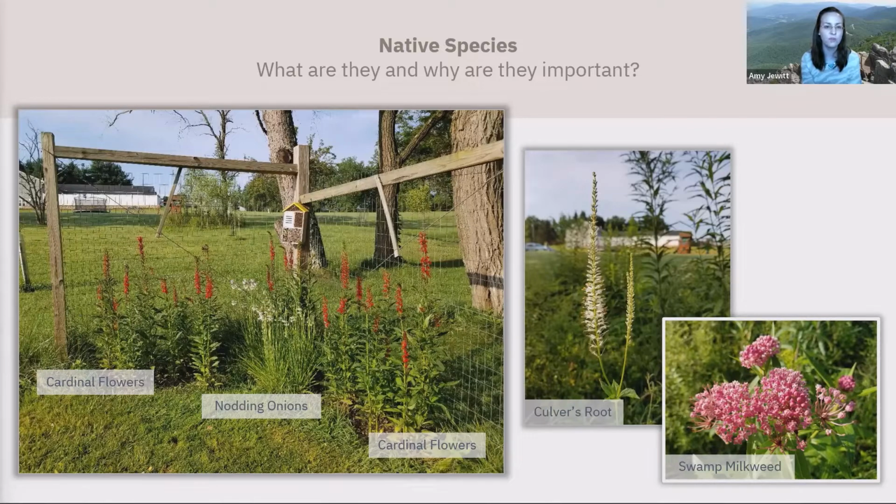It's also really important to understand that all plants are native to somewhere. So even though we might have some plants that are exotic or invasive in Pennsylvania and might be out of place here, they originated from somewhere else.